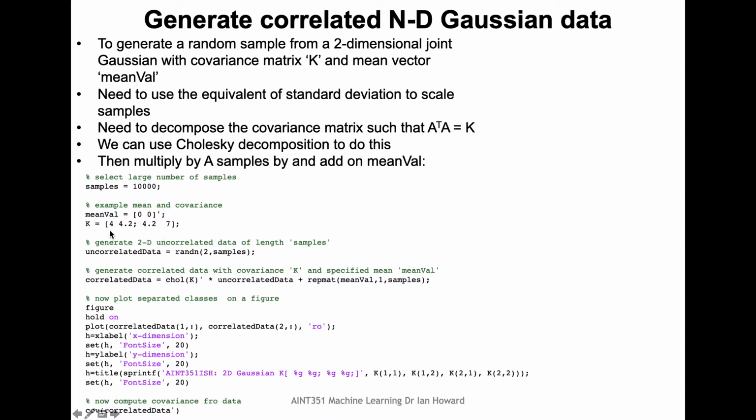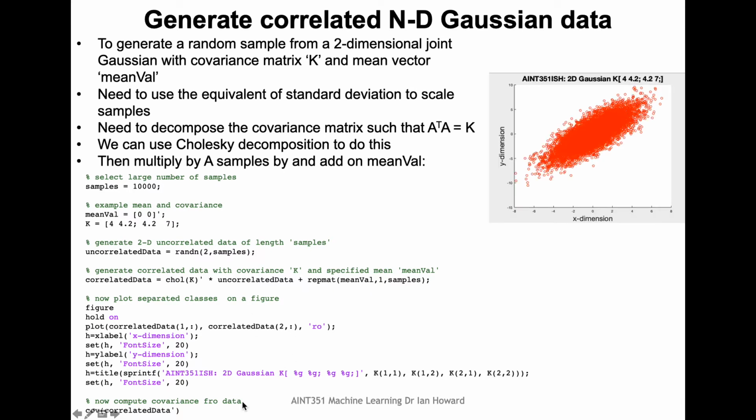Then I'm decomposing K using this chol command. I'm generating some uncorrelated data, and then I'm multiplying the uncorrelated data by my transformation matrix. We have to transpose it in order to get the right dimensionality for the multiplication. Then I add on the mean, and then I'm just plotting it. And that's what we end up with.